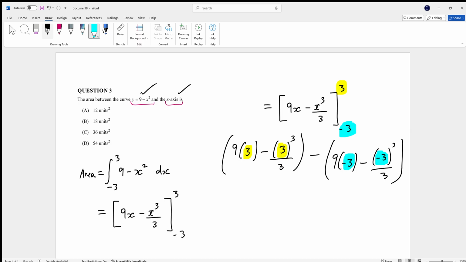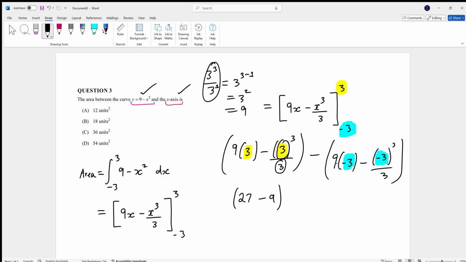Okay. So now let's work this out. 9 times 3 is 27. Now here, a trick I would do is, because notice how they're both the same base, because I have 3 cubed over 3, that's the same as 3 to the power of 3 minus 1, because of your index laws. So that would be, not 2, it'd be 3 squared, which would give you 9. So this thing here would turn into 9. So it's 27 minus 9.